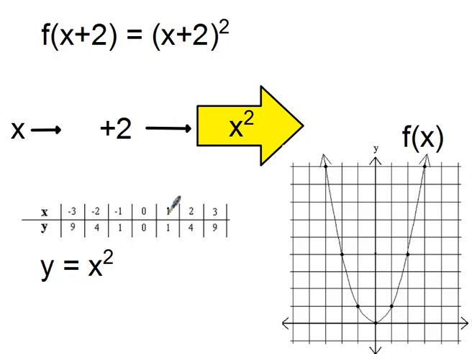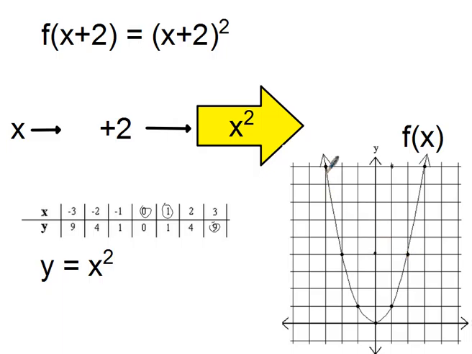So now if we put in 1, we're going to add 2 and 9 comes out. So effectively that point that was here before is now shifted 2 to the left. If I put in 0, we would add 2 before we square it to give us 4. So now when I put in 0, 4 is coming out, whereas before I had to put in 2 to get 4 coming out. So again, this point's moved to the left too.